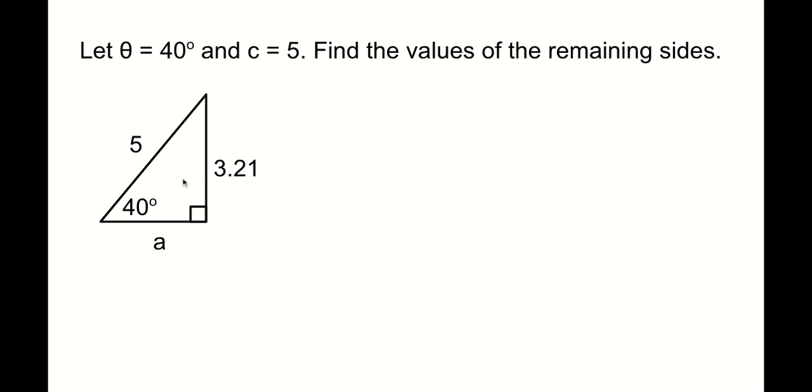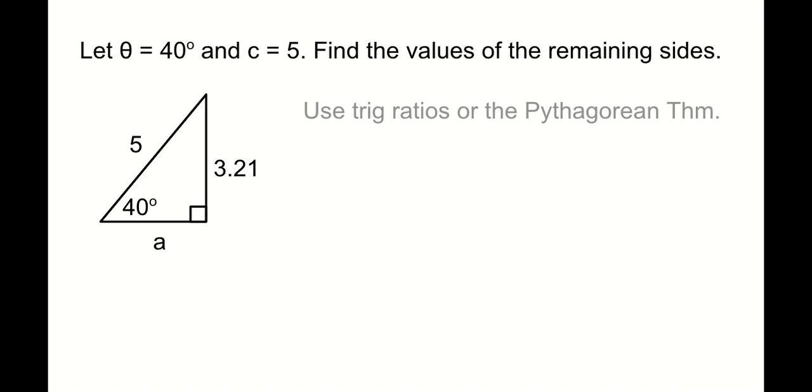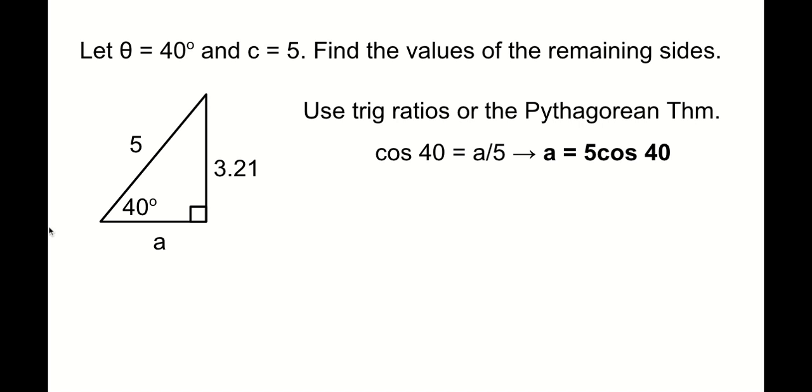So now what do we have? We have two sides and an angle. I don't know if this is good or bad, but now we are loaded with options. There are actually three ways we could figure out this A. We could use trig ratios or the Pythagorean theorem. It's up to you. I'm going to show you them all, just so there's no confusion, or maybe it'll make it more confusing. Who knows? So I could do cosine because I have 40. I want the adjacent, and I have the hypotenuse. So cosine of 40 is adjacent divided by hypotenuse. Multiply both sides by 5, and A is 5 cosine 40. So I can type that in the calculator and get a value.